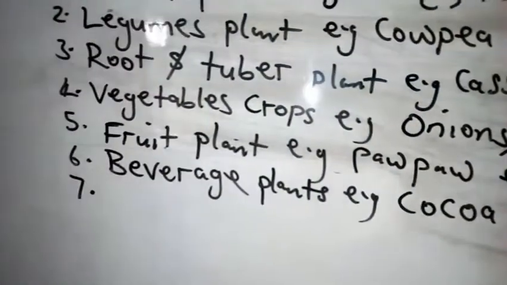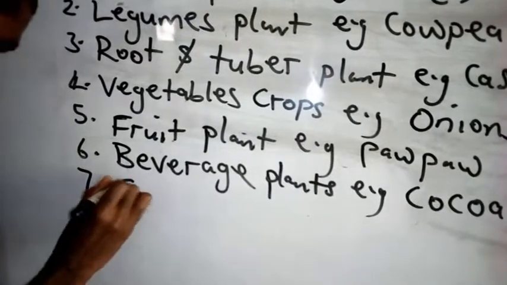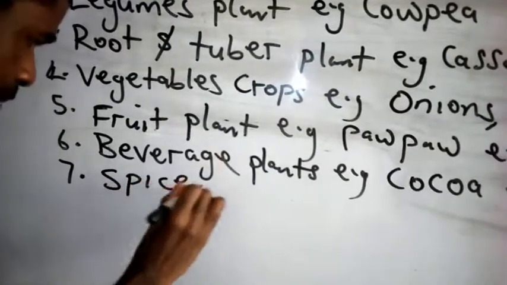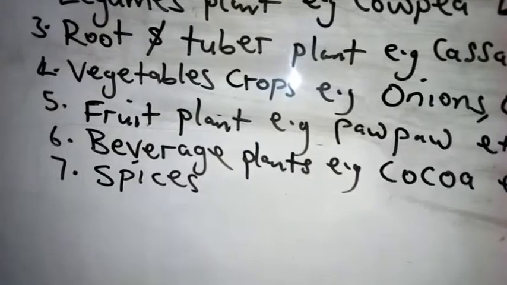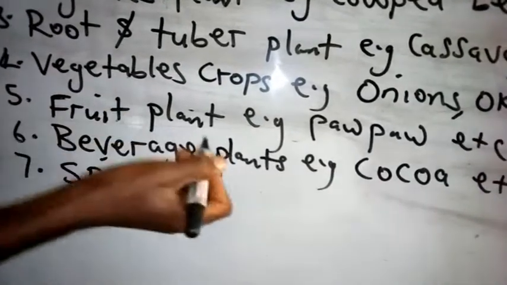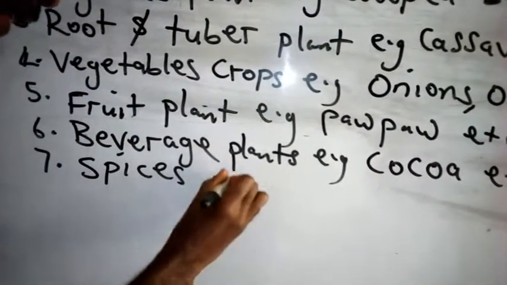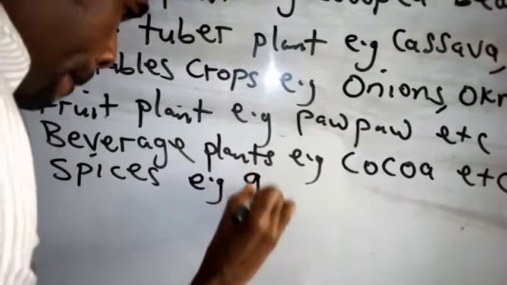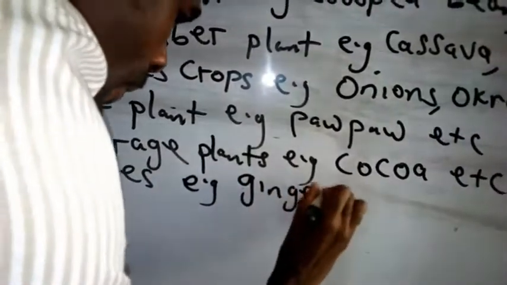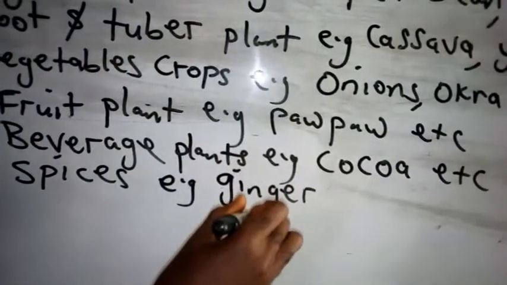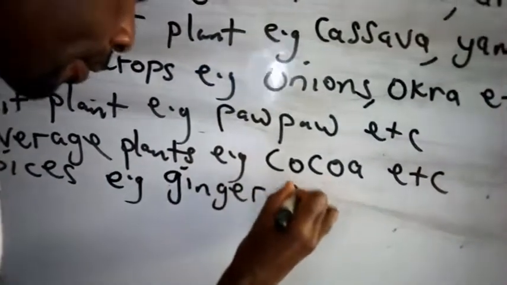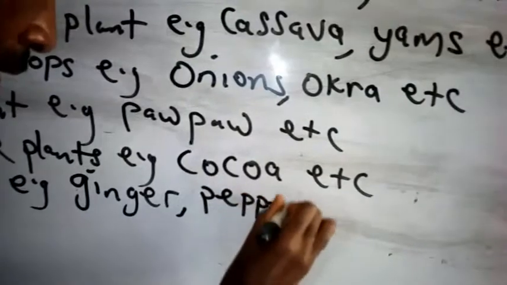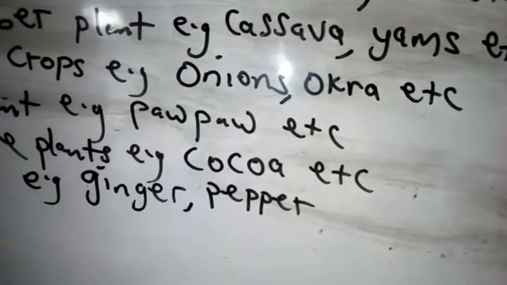Let's go to another classification. We have spices. You may call them spices, plants or crops. Examples of spices, we have ginger, we have pepper. Those are spices and there are more.